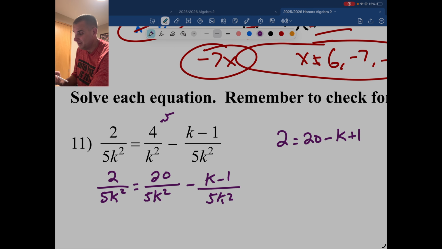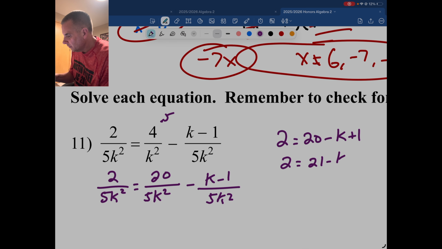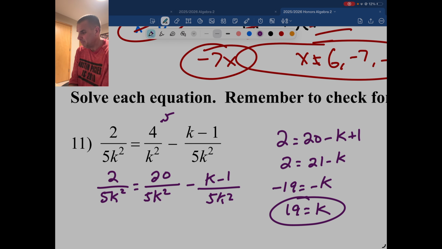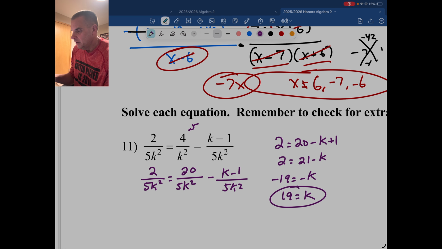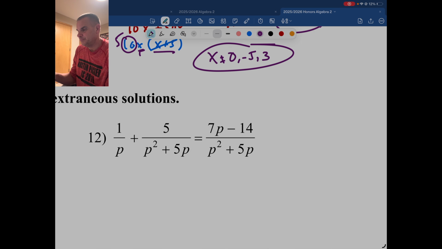Where are we at? 11? Okay. So 2 is equal to 21 minus k. And negative 19 equals negative k. 19 is equal to k. Does that sound right? Does that look right? Yep, it does. That's right. Yay! The answer's over there. That's why I looked. The answers are over there. Number 12.